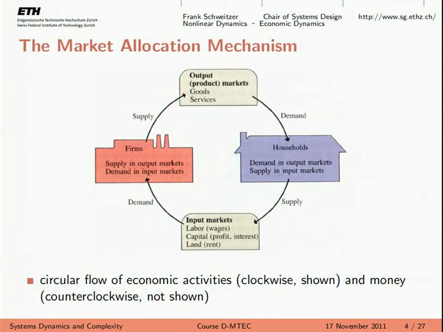And just for your own information, money flows in the other direction. Right? So households give money to the output market, so they pay to get their goods. The money goes to the firms, obviously. The firms pay wages, and so on. So the money flows into the different direction.